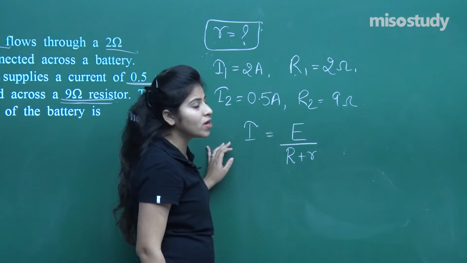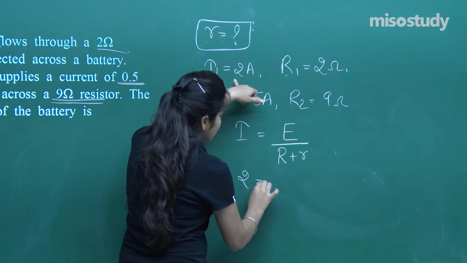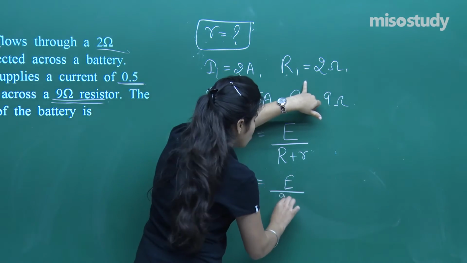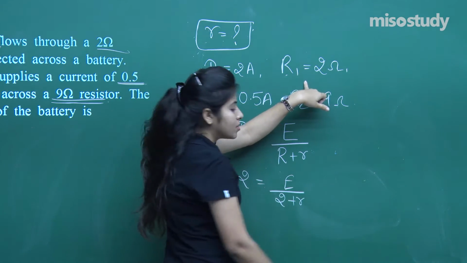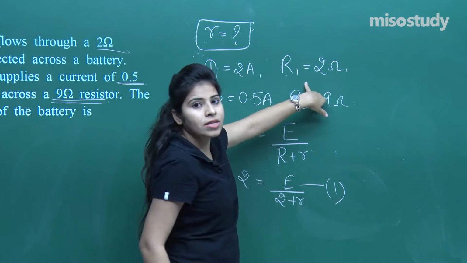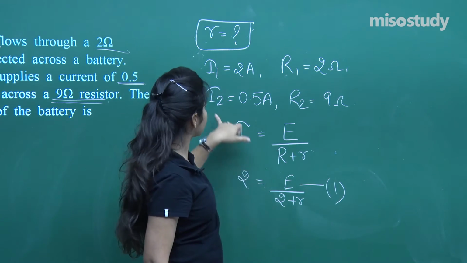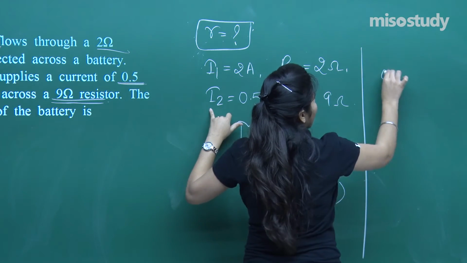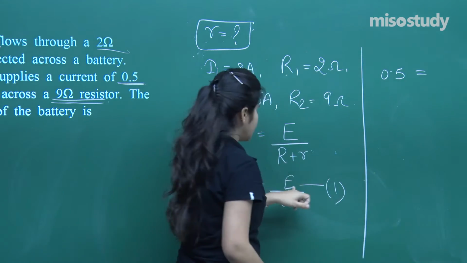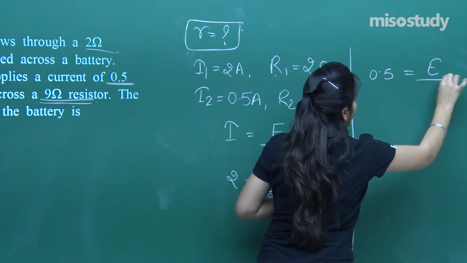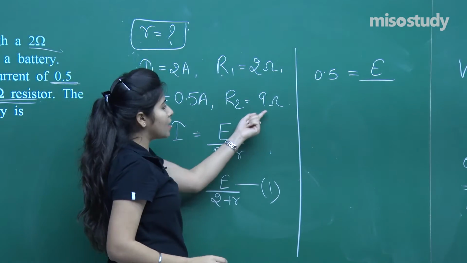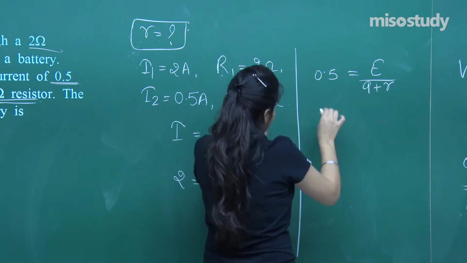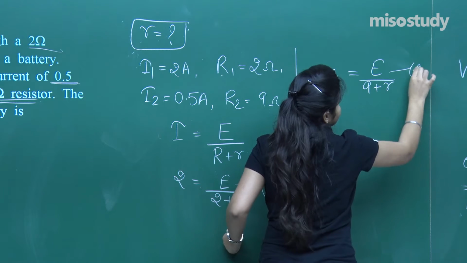In the first case, we have I equals 2 ampere when your capital R is 2, so I equals E upon 2 plus small r. This is your equation number 1. For the second equation, put the value as 0.5 ampere. You will have 0.5 equals E upon 9 plus r, because now your capital R is 9 ohm. This is your equation number 2.